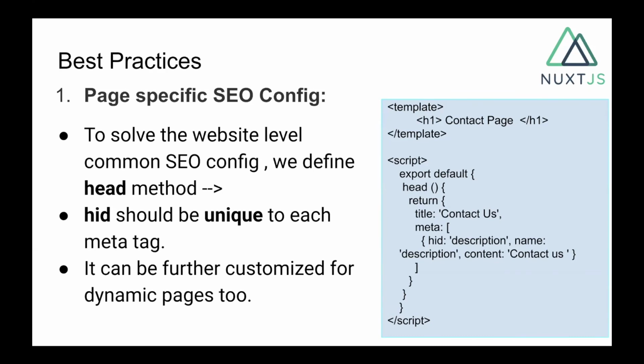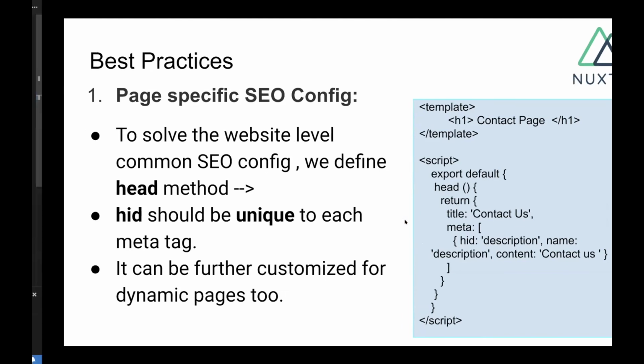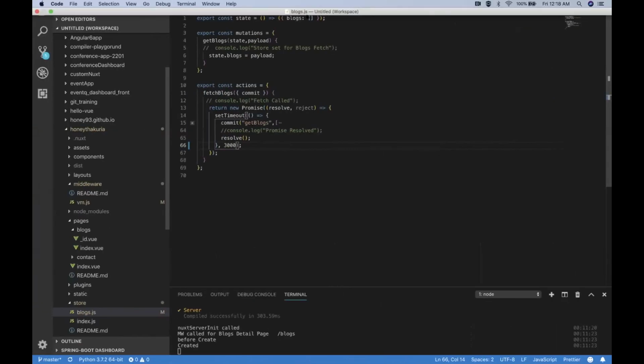So Nuxt helps us in providing page level SEO. In every page, we can configure our SEO in a head method where we can provide title and metadata. In this way, page level SEO can be configured. If you want to see the code level, let me show you.